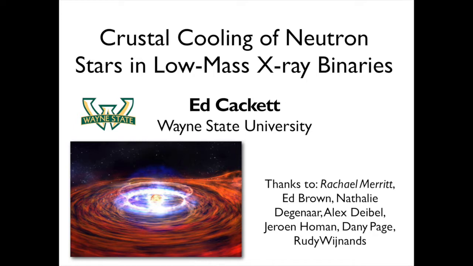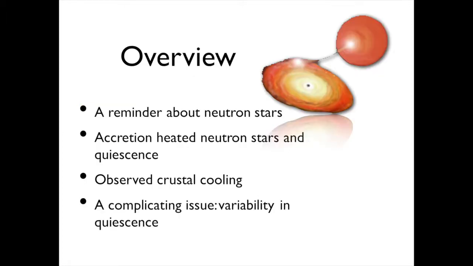structure of the outer parts of neutron stars. But I know you're not all astronomers in here, so I will remind those non-astronomers about neutron stars briefly before talking about how we can view neutron stars and figure out what's going on in terms of their structure by looking at those neutron stars that get heated up by accretion onto the surface. I'll show what we've observed in a number of these objects now.